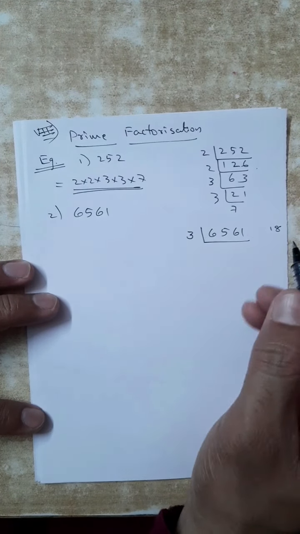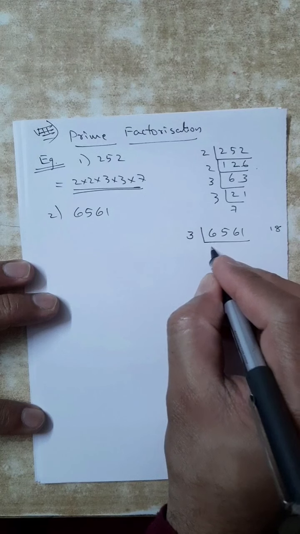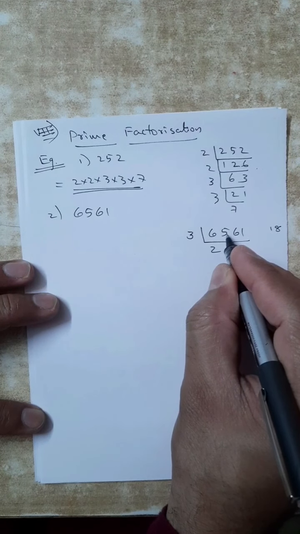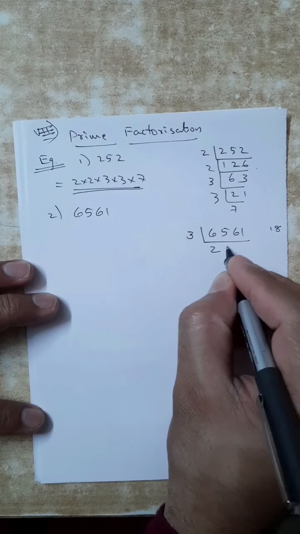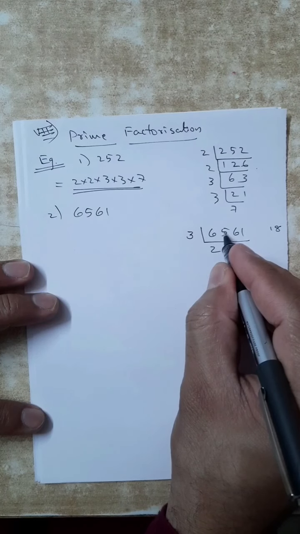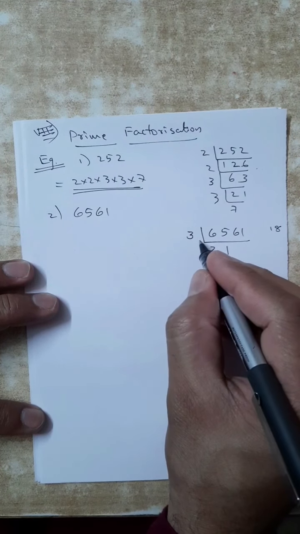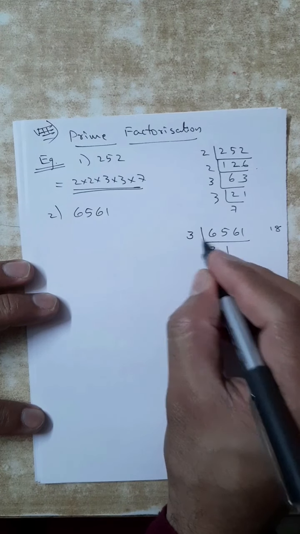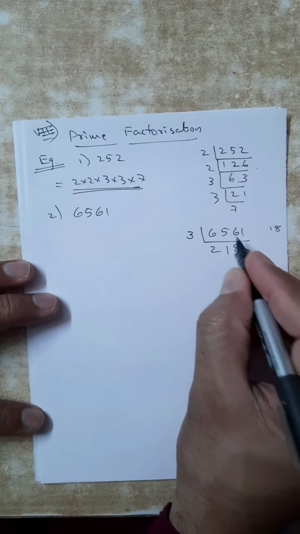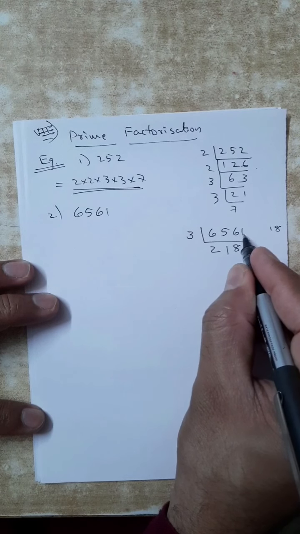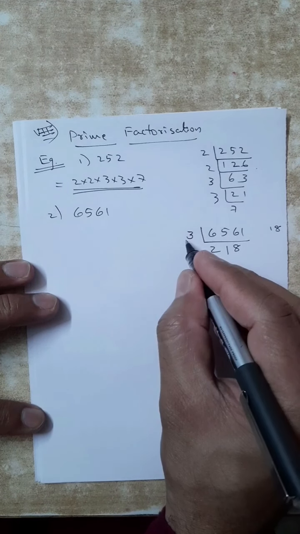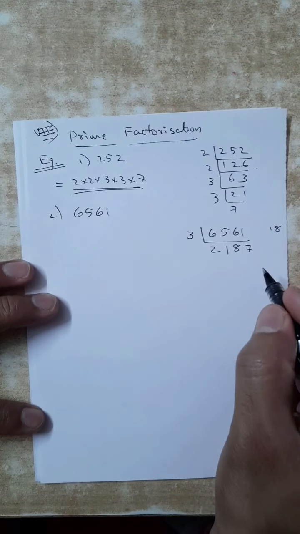After confirming only we will write. Now we have to divide with the 3. 3 2s are 6. No balance, 5. In 5, how many times 3? 1 time. 1 3 is 3. Balance is 2. 26. In 26, how many times 3? 3 8s are 24. Balance 2. 2 and 1, 21. In 21, how many times 3? 3 7s are 21.